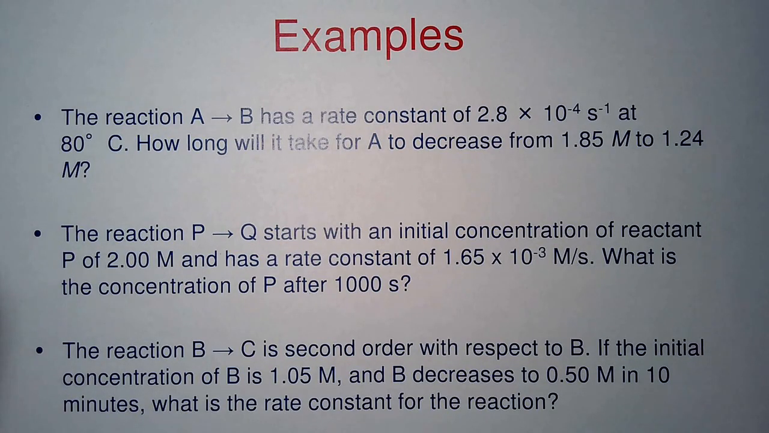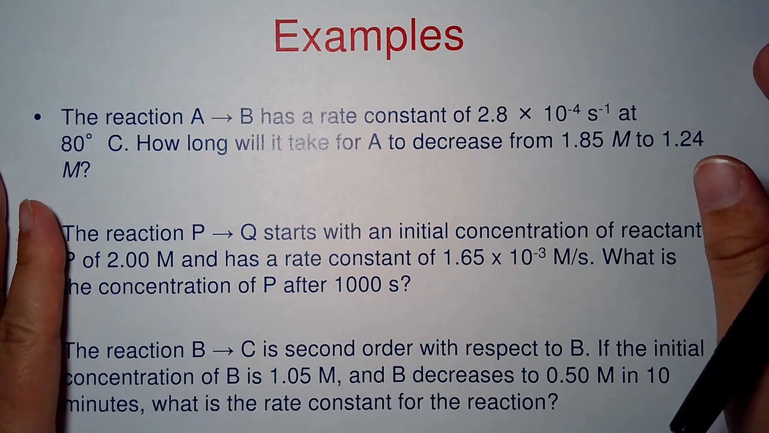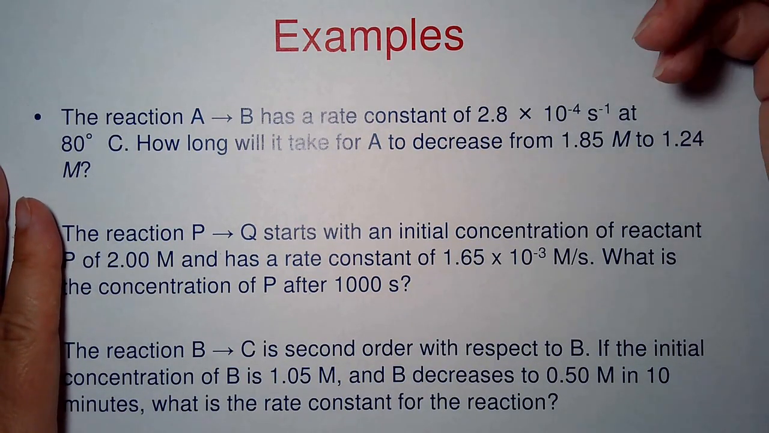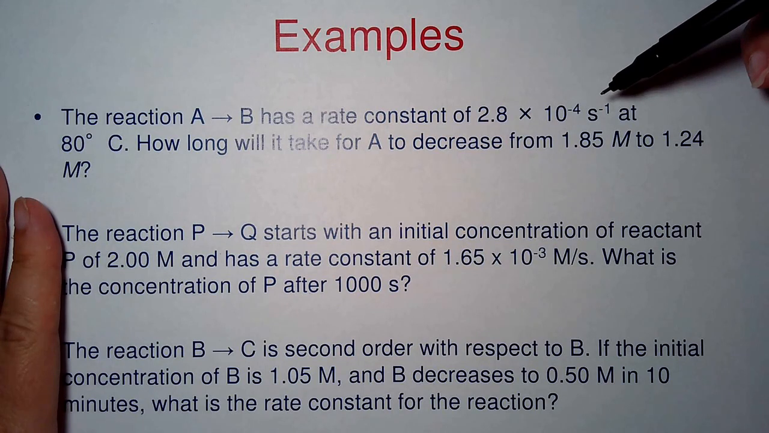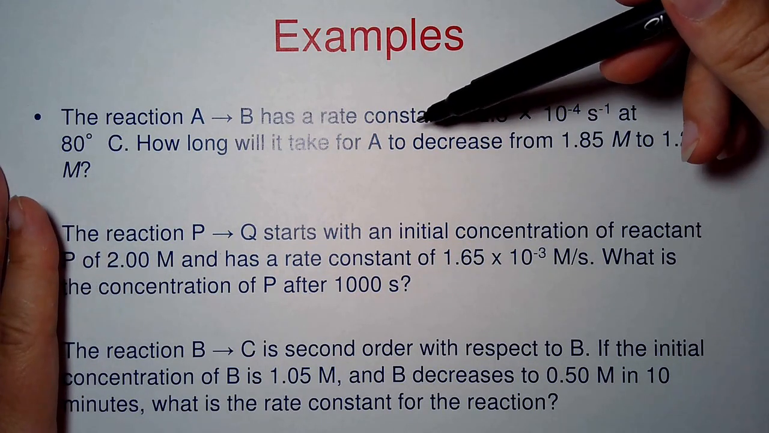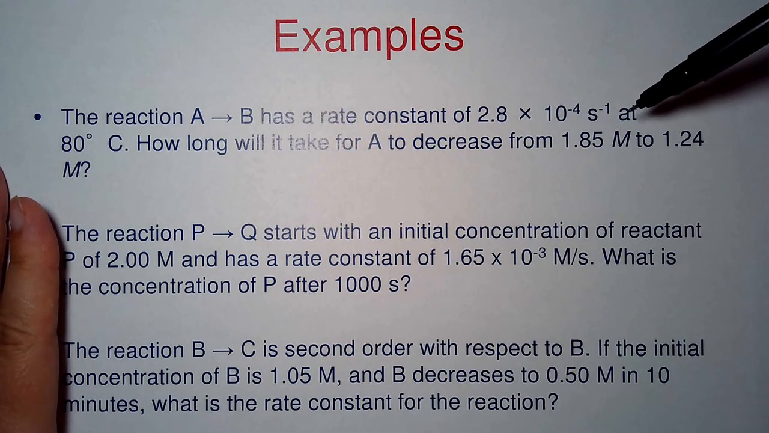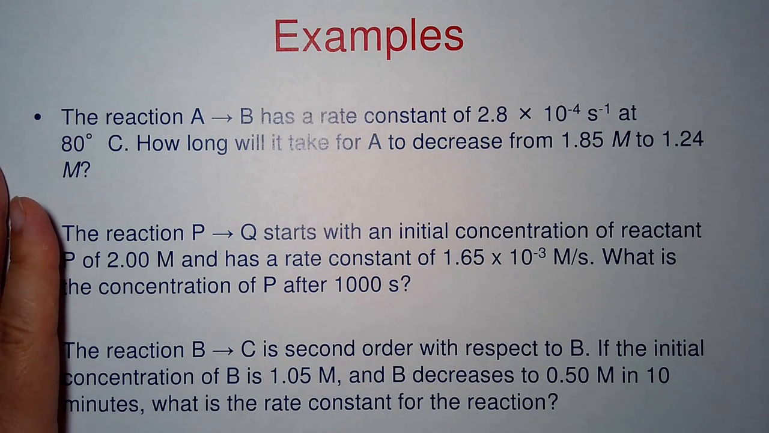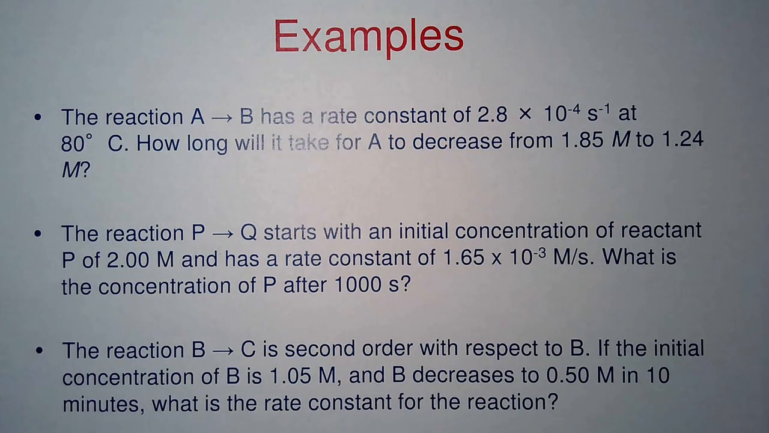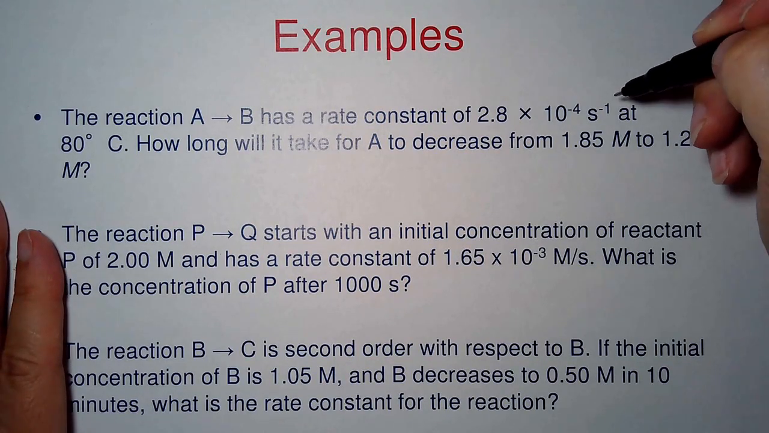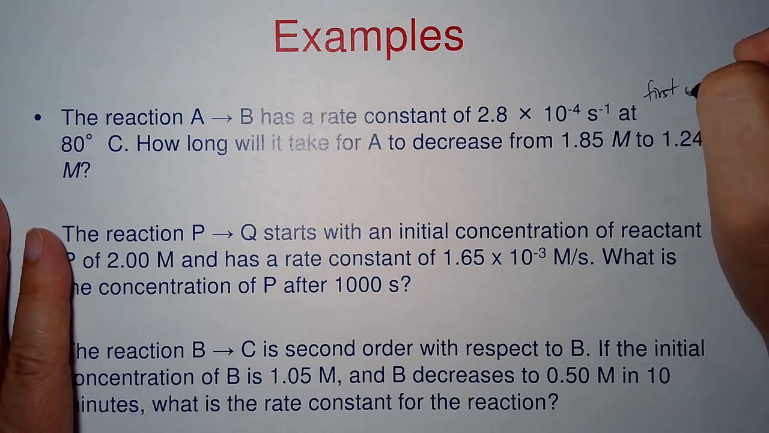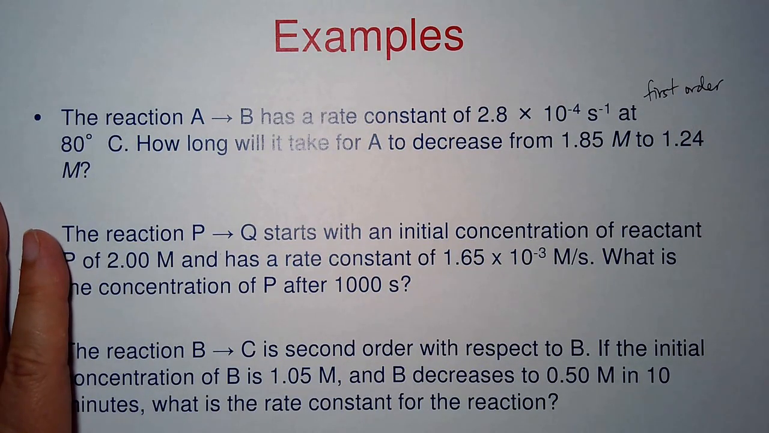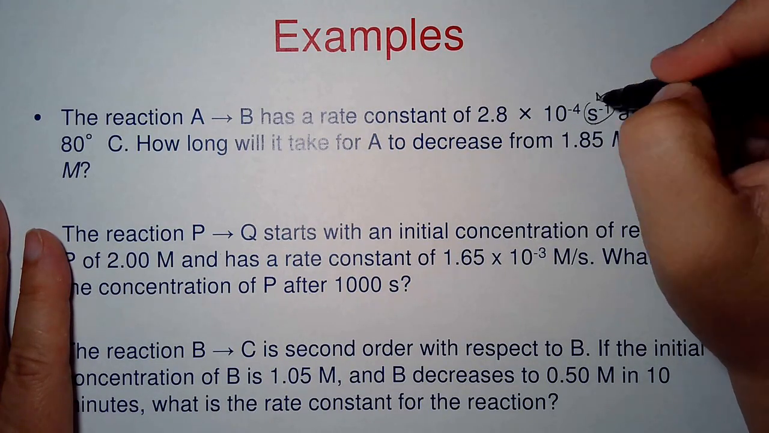So our first example, reaction A goes to B, so A is our reactant, has a rate constant of 2.8 times 10 to the minus 4, 1 over S, at 80 degrees. How long will it take for A to decrease from 1.85 molar to 1.24 molar? So this doesn't tell us whether we have zero order, first order, or second order straight out, but if we look at the units of K, we can tell that this is a first order reaction. So this is why units of K are important. Alright, so this is first order based on this guy right here.